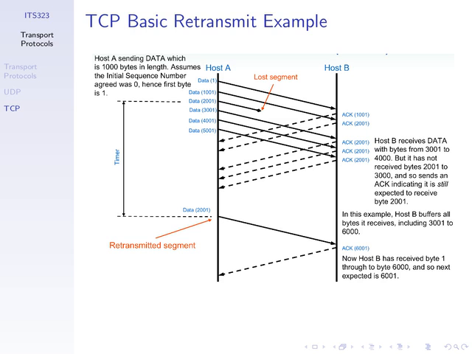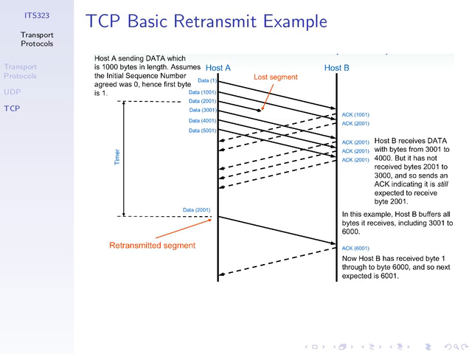In this example, we're going to keep something simple. Each segment contains 1,000 bytes of data, just in this example. A initially has 6,000 bytes to send, and it's going to send them as 6 segments. So host A wants to send some data to B, and it's got 6,000 bytes. It's going to send them as 6 1,000 byte segments.